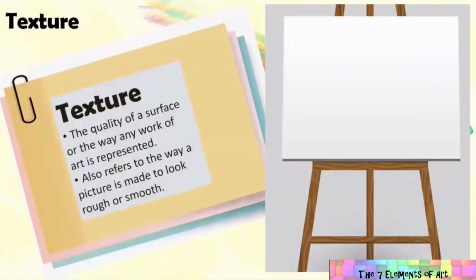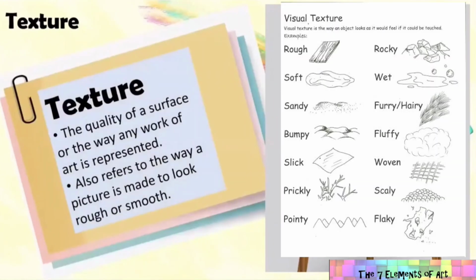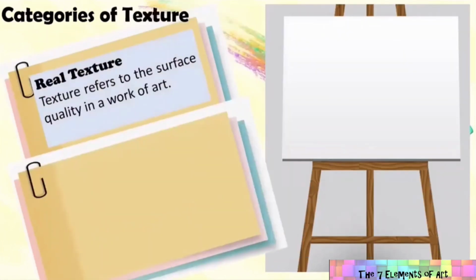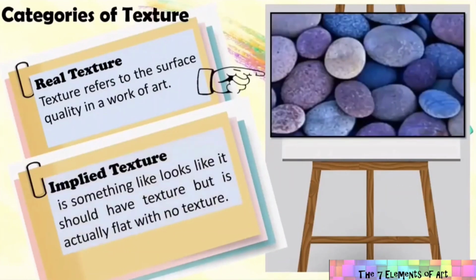Next element, we have texture. Texture is the quality of a surface or the way any work of art is represented. It also refers to the way a picture is made to look rough or smooth. Categories of texture, we have real texture. Texture refers to the surface quality in a work of art. Implied texture looks like it should have texture but is actually flat with no texture.